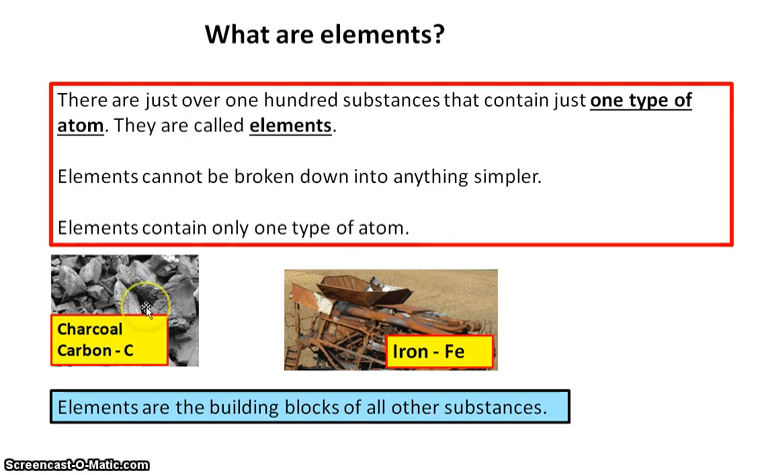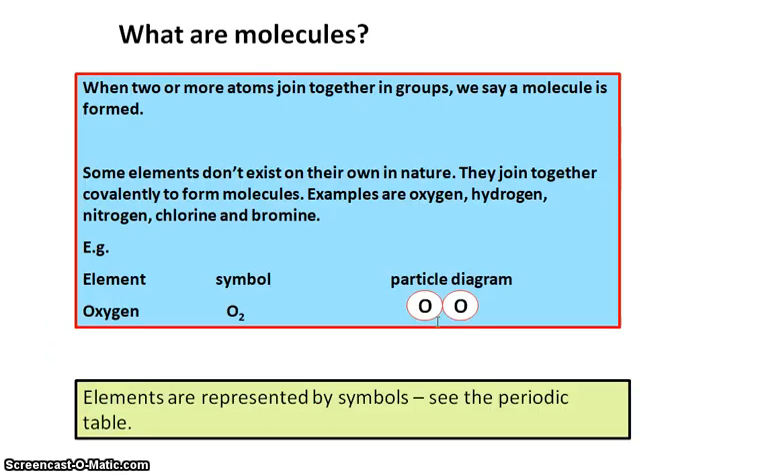So take a look at charcoal. It contains only carbon. It doesn't contain anything else, otherwise it won't be qualified as an element. Iron, again, contains only atoms of iron.